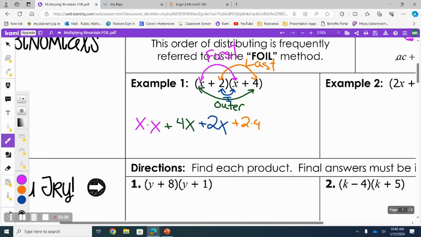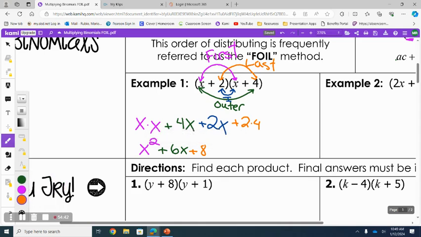So now, once we've multiplied, the first step is multiply. Second step is combine like terms. So we multiply first, then add. x times x is x squared. 4x and 2x is 6x. And then I've got 2 times 4, which is 8.